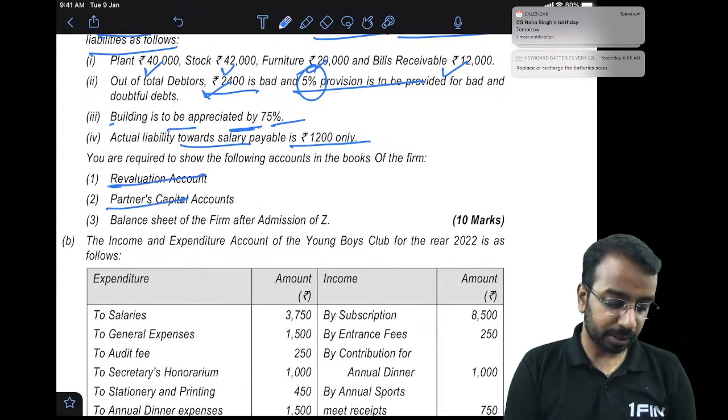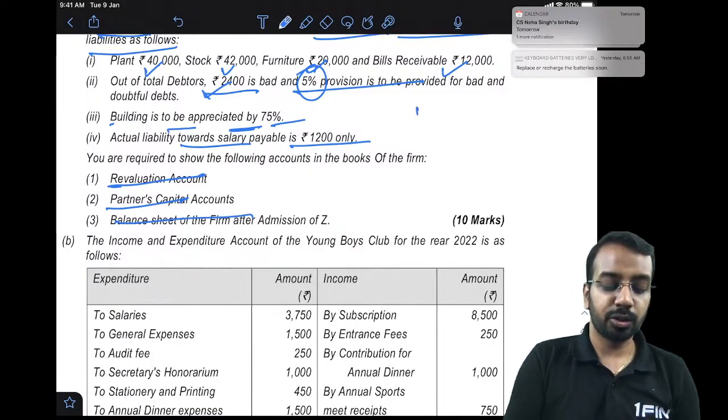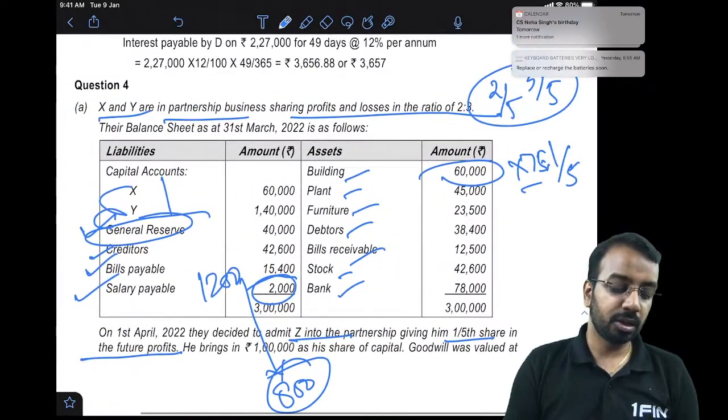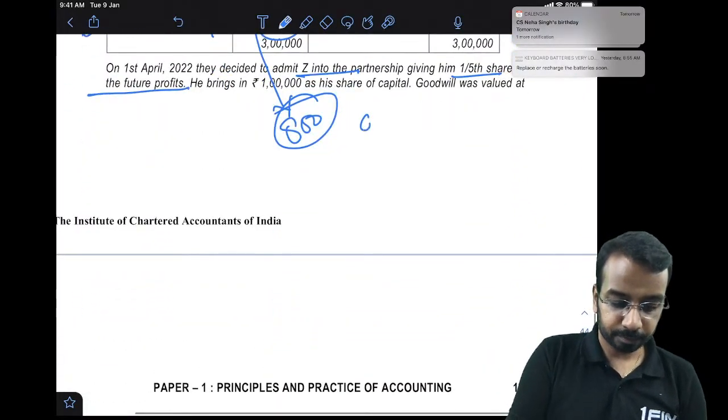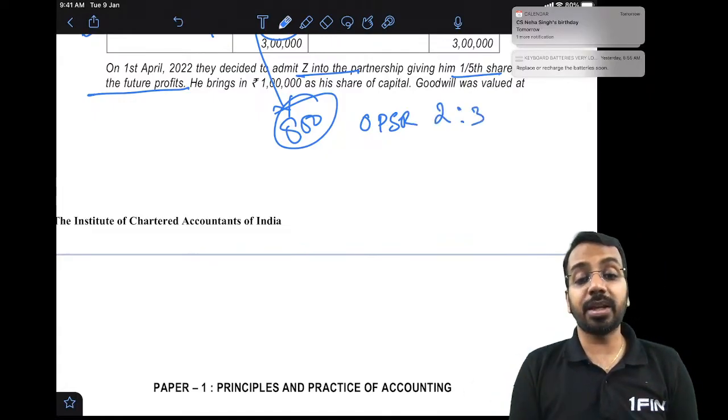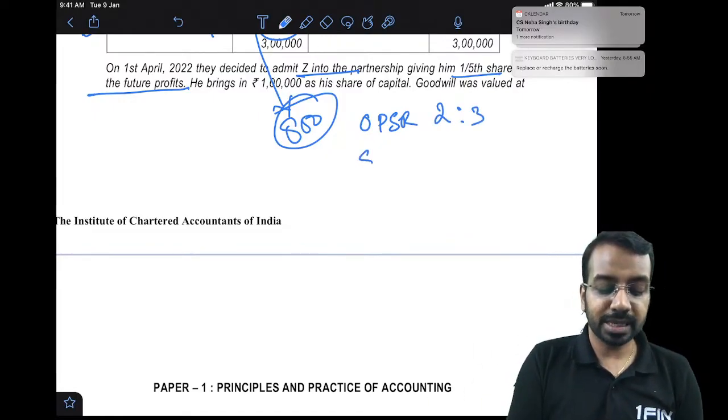Prepare revaluation account, partners' capital accounts and balance sheet. Now here, what is the challenge? The new profit sharing ratio. What have they given? They have given the old profit sharing ratio of 2:3. When nothing is mentioned about the sacrifice ratio, it will also be in the ratio of 2:3.